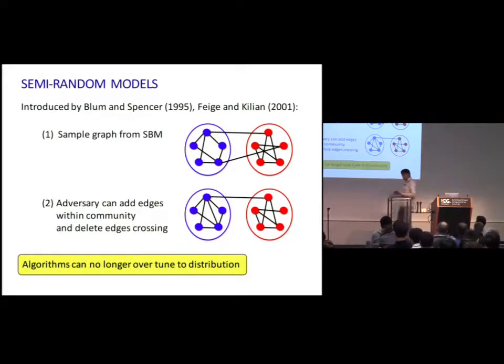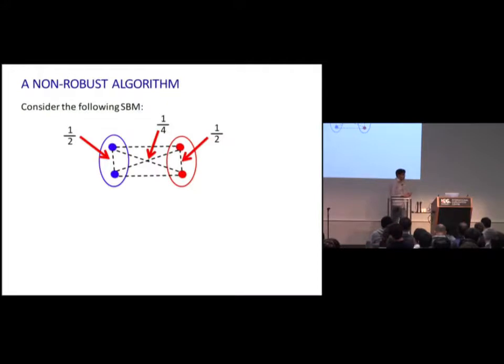But the key point is that these semi-random models, even though they sound like a pretty innocuous way to study deviations to the model, because they're only monotone deviations, what they're really doing is preventing an algorithm from over-tuning to one particular distribution. Because actually a lot of the local structure, like the degree distribution on the graph, all of a sudden can be different. So let me show you what I mean by this.